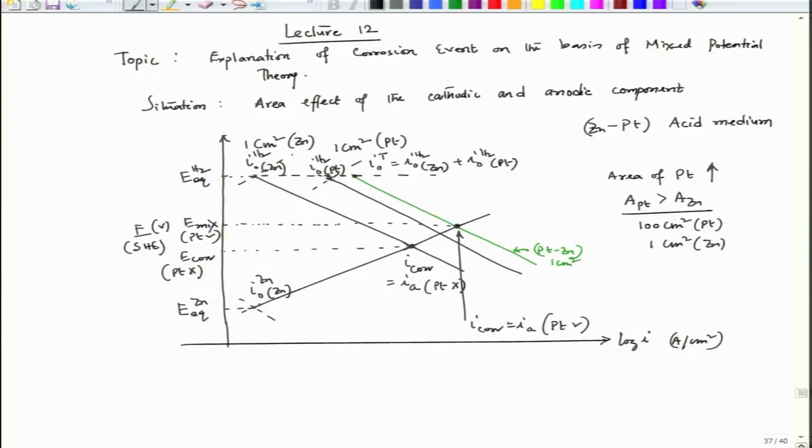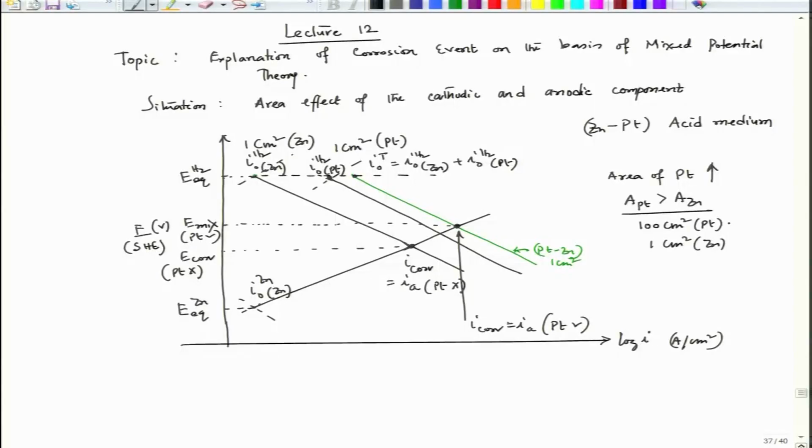So, if it remains same, then whether it is a 100 centimeter square area or 1 centimeter square area, I0 would always be at the same point, always at this point. That means the exchange current density, I am talking about density with the unit ampere per centimeter square, will be same whether it is 1 centimeter square or 100 centimeter square. So, I0 hydrogen over platinum would remain same.